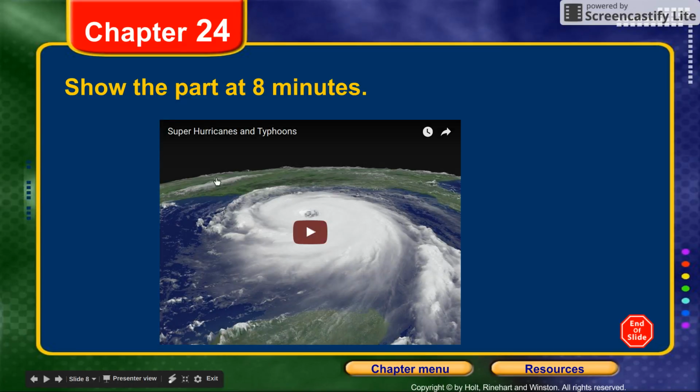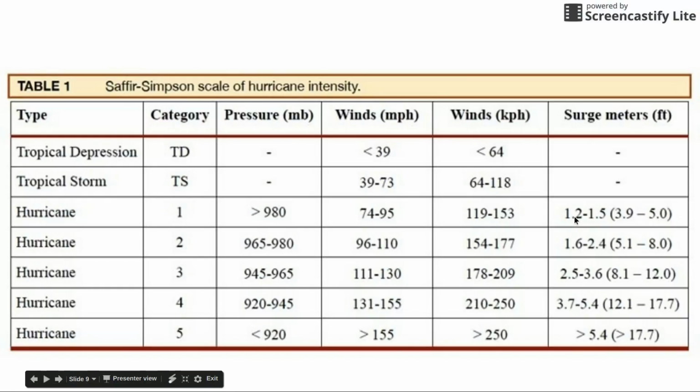If you want to watch this YouTube clip, fast forward to 8 minutes, and it gives you some good information about how hurricanes kind of form in Africa and then drift towards the United States. These are just some technical characteristics about like the different categories of storms. There are 5 categories of hurricane. 1 is the weakest, 5 is the strongest.